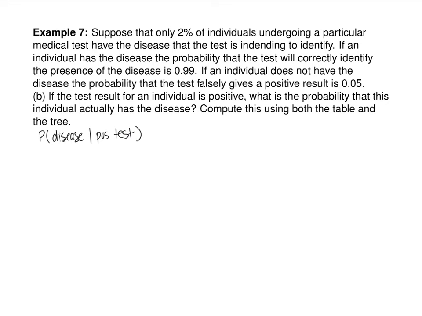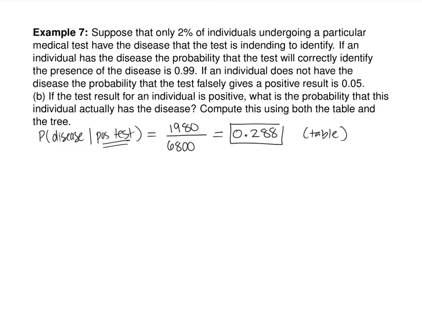And first, let's use the table. So you look at how many positive tests there are. Well, there were 6,800. And of those, how many were actually sick? 1,980. So the probability is 0.288. So that's from the table. You just say, okay, well, out of my positive tests, this many people were diseased.